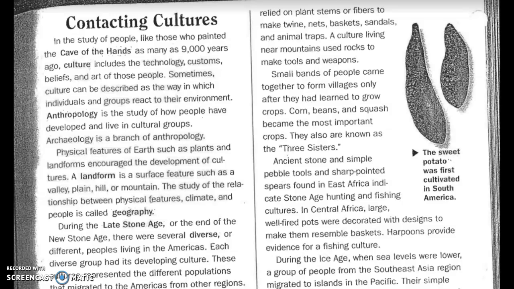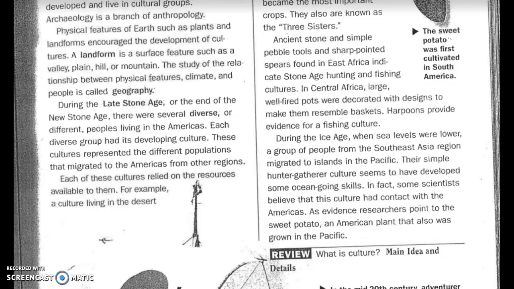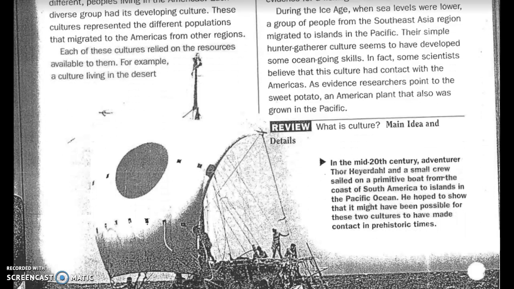During the Late Stone Age, or the end of the New Stone Age, there were several diverse, or different, peoples living in the Americas. Each diverse group had its developing culture. These cultures represented the different populations that migrated to the Americas from other regions.